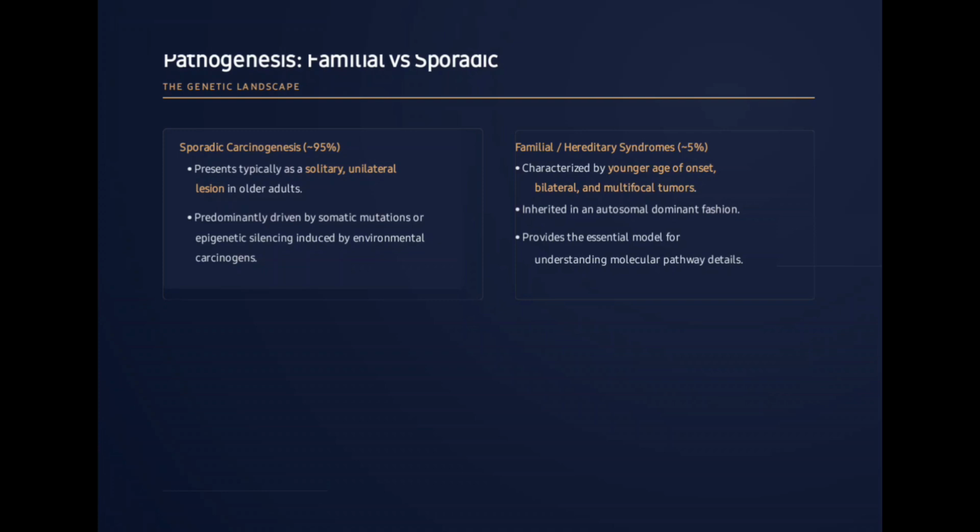Pathogenesis has 2 types: familial or sporadic. Sporadic carcinogenesis is mostly seen as the main pathogenesis, in 95%, whereas familial is only 5%. Sporadic carcinogenesis typically presents as a solitary or unilateral lesion in older adults, predominantly driven by somatic mutations and epigenetic silencing induced by environmental carcinogens. Familial RCC is characterized by a younger age of onset and bilateral, multifocal tumors. It is inherited in an autosomal dominant fashion and provides an essential model for understanding molecular pathway details.